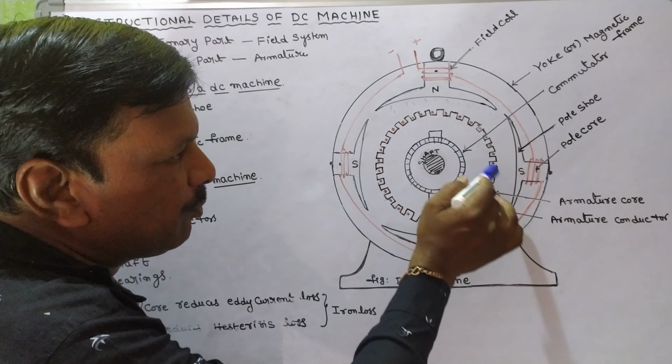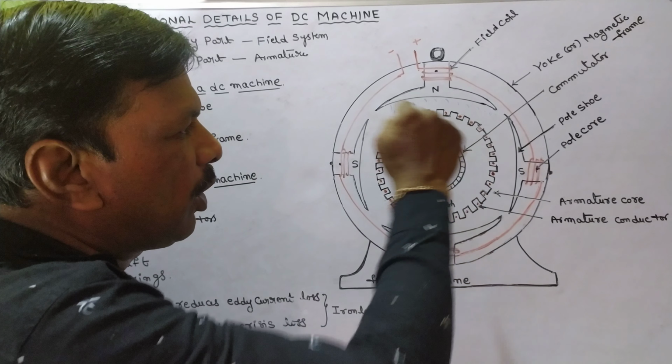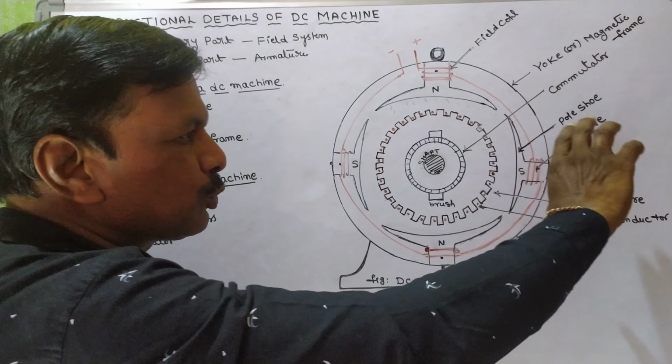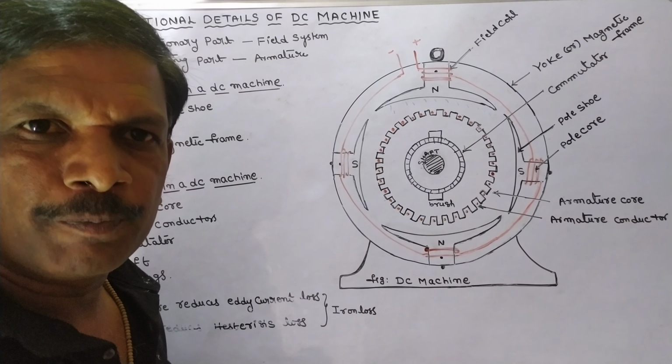And coming to brushes. A brush is a stationary part. Even though it is placed in the rotating part, it is a stationary part. It is not moving. It rests on the commutator segments. So the purpose of the brush is to collect the current from the commutator and give it to the external circuit.